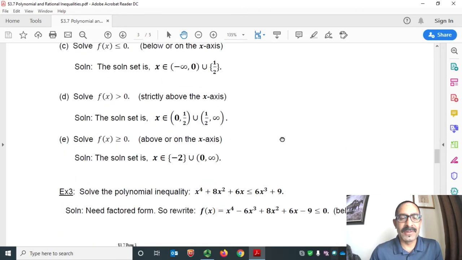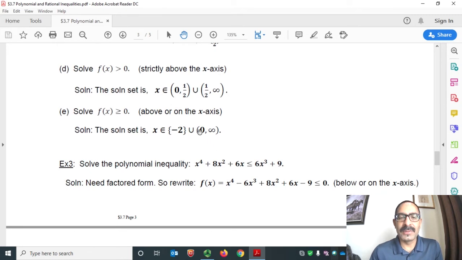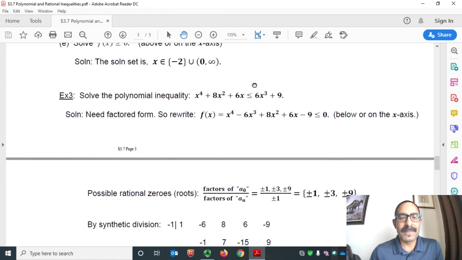So let me go down here. Again, there's a typo. This should be a closed bracket, meaning including 0. Awesome. I hope this makes sense to you all. Now let's move on. Now let's do example 3.